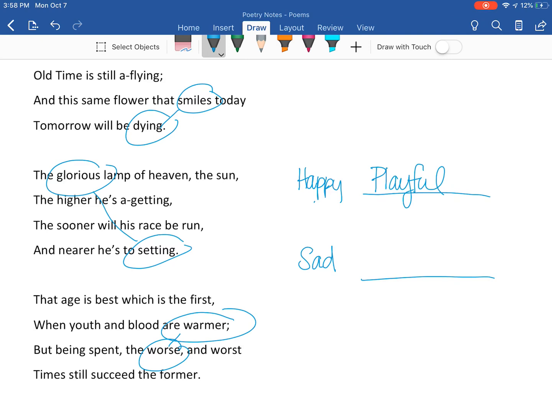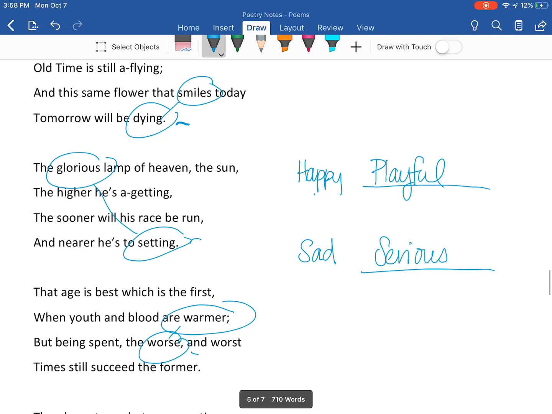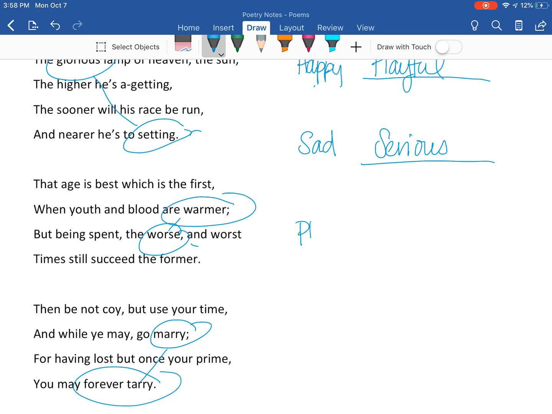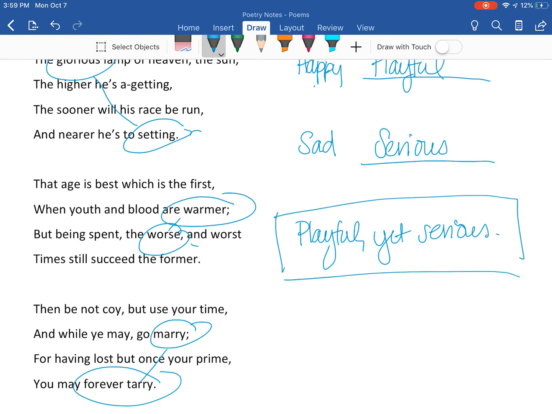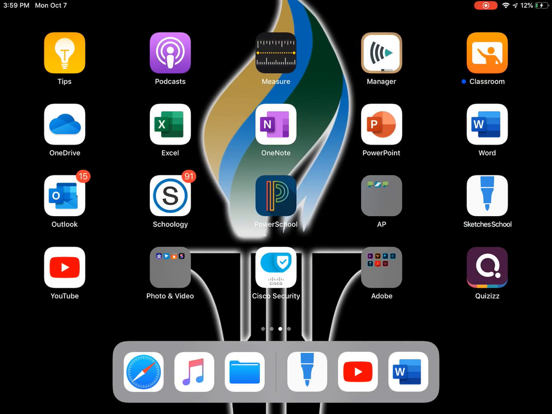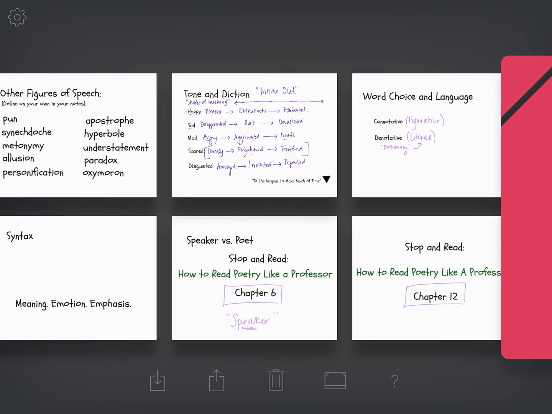But then sadness, the second half, this dying, setting, worse, I think that's rather serious. So if I was to talk about the tone, I would say it is playful, yet serious. And that is an analysis that I could do on that particular passage. All right, back to our notes.